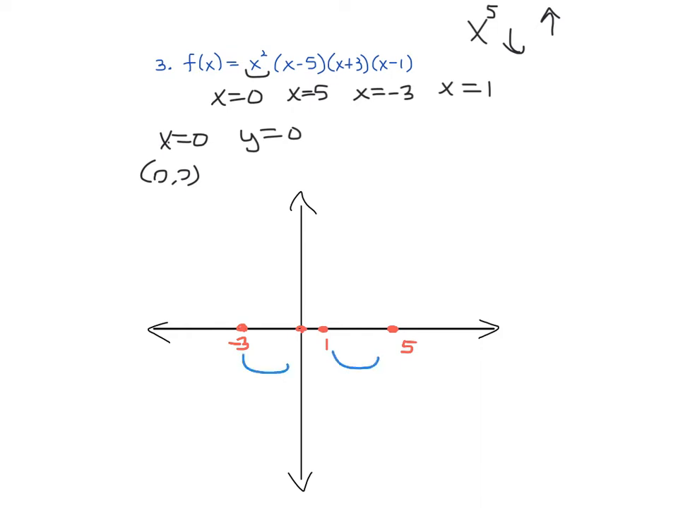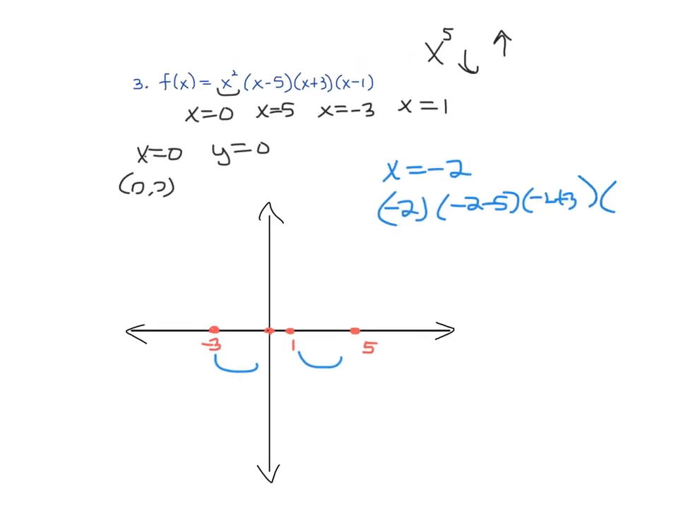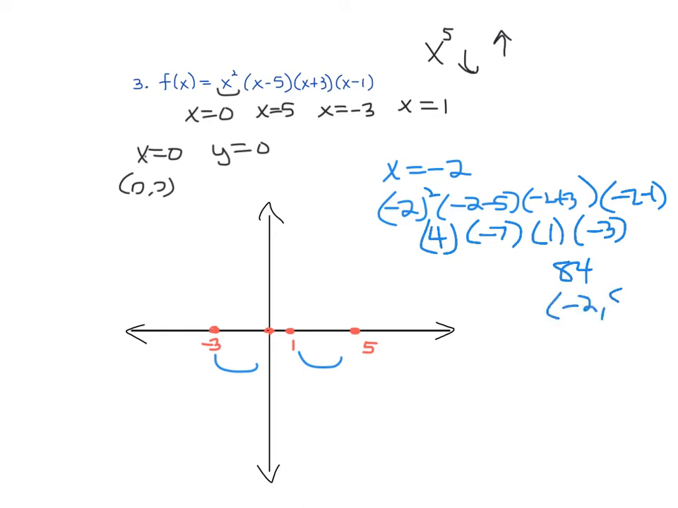So remember, I need to find additional points in between. So I'm going to look for a point in between -3 and 0. So I'm going to plug in -2 into the original. So -2 squared, and then it'll be negative 2 minus 5, negative 2 plus 3, and negative 2 minus 1. And this is squared, so 4 times negative 7 times 1 times negative 3 gives me positive 84.